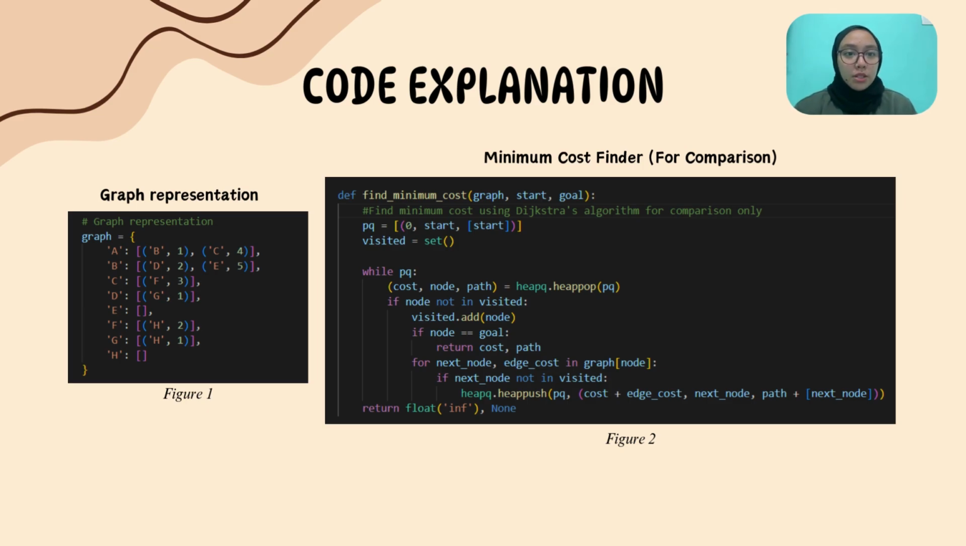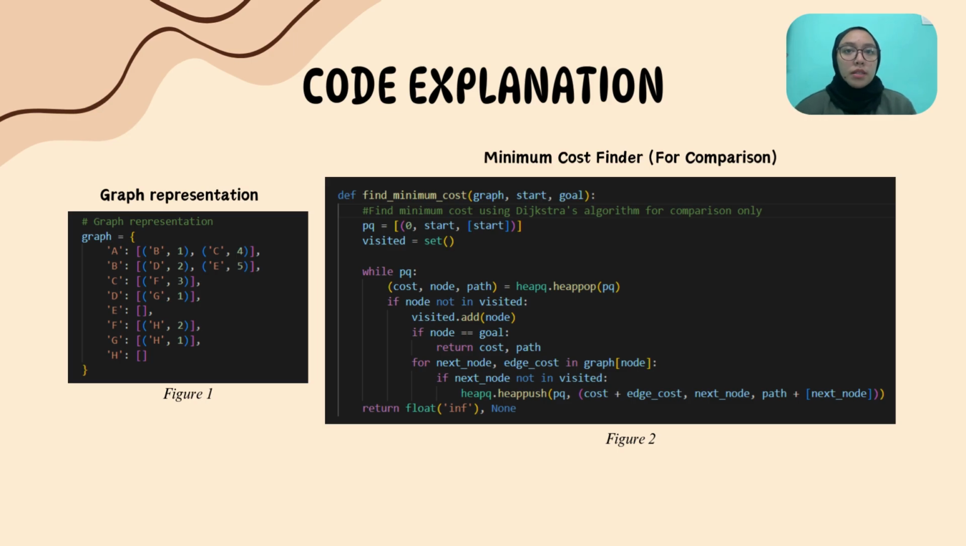Hello, my name is Ummie Najwa, and my task for this project is to do the code implementation for both algorithms, DFS and BFS. As you can see in figure 1, it is the graph representation, and figure 2 is the Dijkstra algorithm to find the minimum cost. We use Dijkstra to compare the optimality for minimum cost, where we compare Dijkstra and BFS, and Dijkstra and DFS.